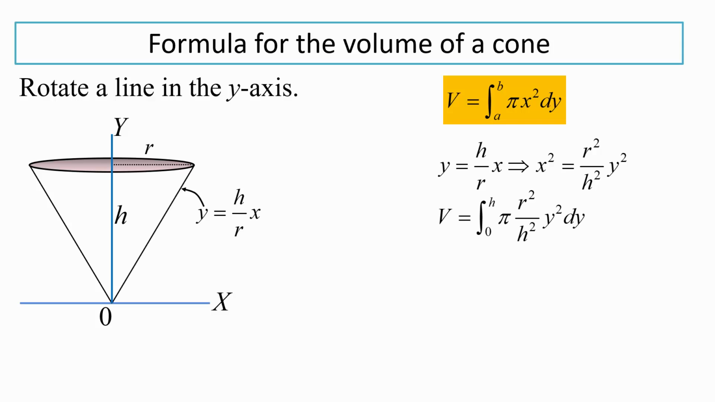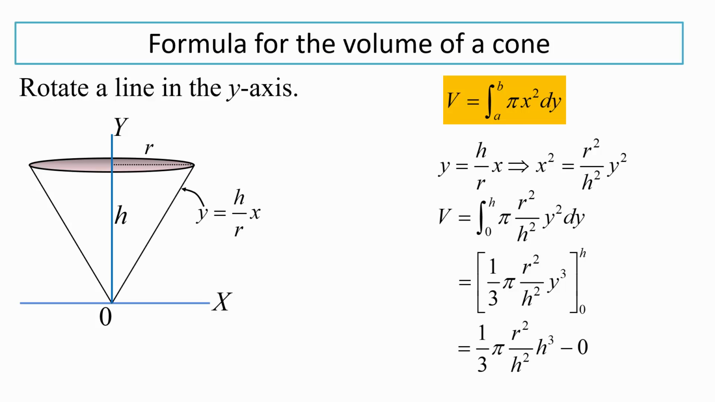And integrating that, remember pi, r and h are constants, so all we're doing is integrating or anti-differentiating y squared, which gives us a third y cubed, doesn't it? You add 1 to the power and divide by the new power, and that's what it would look like. And now we substitute h for y and 0 for y and subtract like that, and simplifying that, h squared in the denominator will cancel with h cubed at the top to leave h, and we're left with a third pi r squared h, our formula for the volume of a cone.